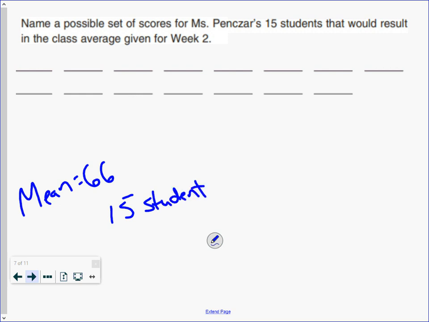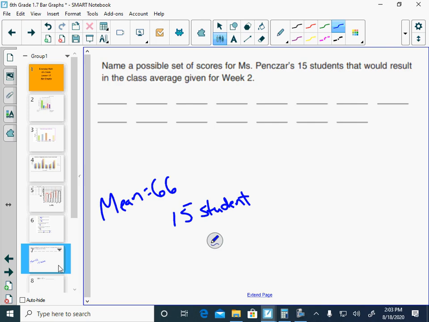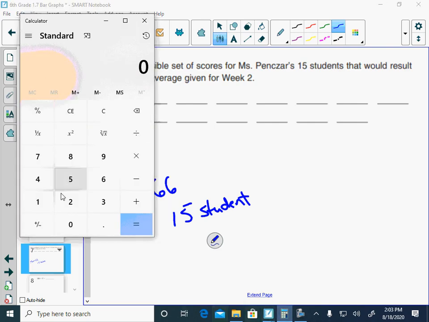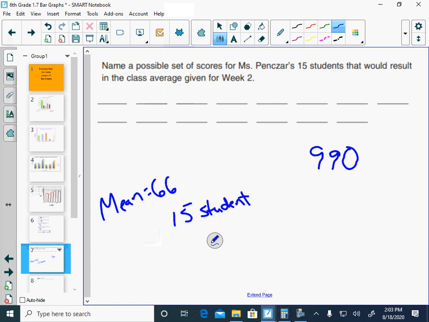Every single student's not going to get 66 because that wouldn't be possible. So how would we find that big number to get to the mean? Well, we'd have a big number after adding up all those scores, and we would divide it by 15 to get to 66. So how do we work backwards? We would just simply multiply 15 times 66. And I'm going to use a calculator today, and I'm going to show you why. We're going to go 15 times 66, and we get 990 for a number.